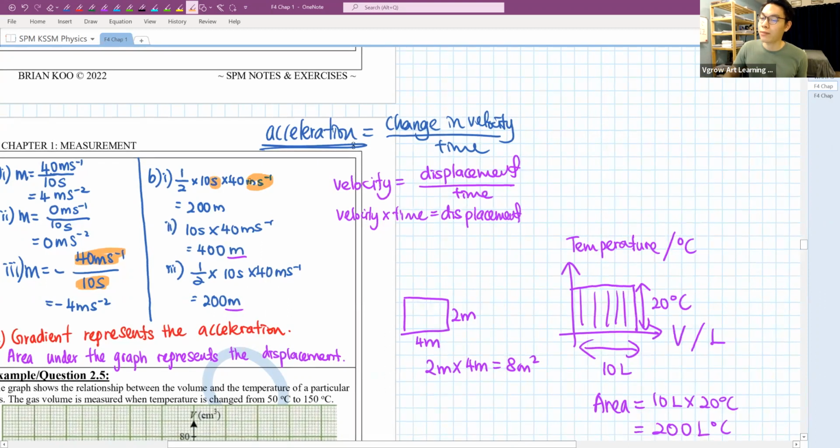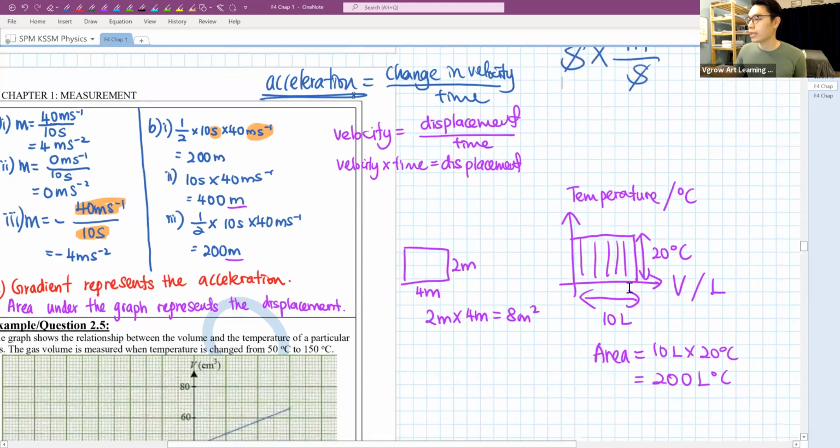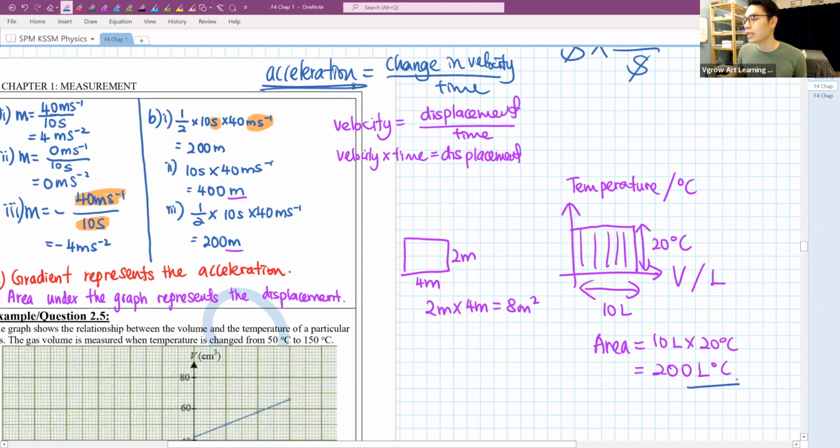So we have to look based on the units there and then see ourselves how to do it. Second times meter per second, that's how I get the unit of meter. Like in this example I give you, it might be liter and degree Celsius that stick together. Can you understand?